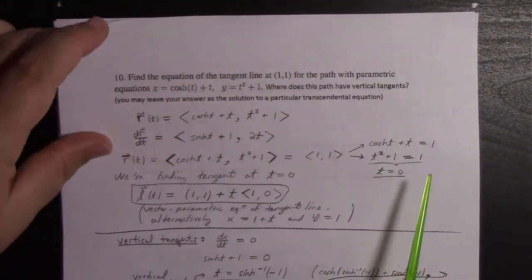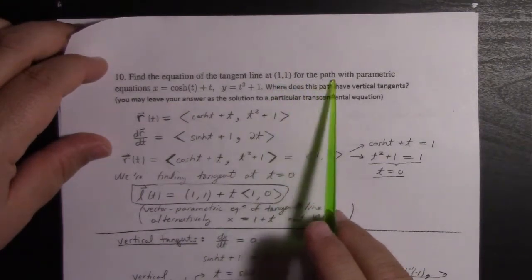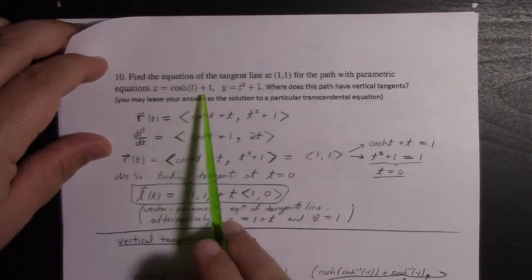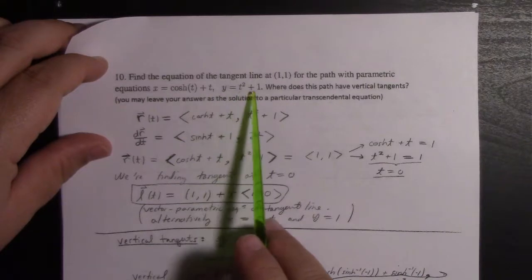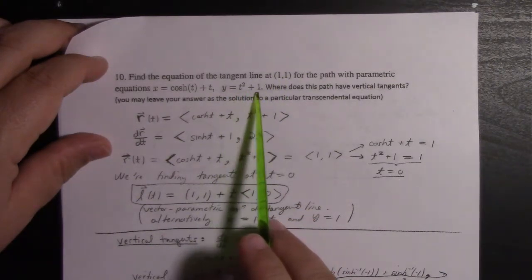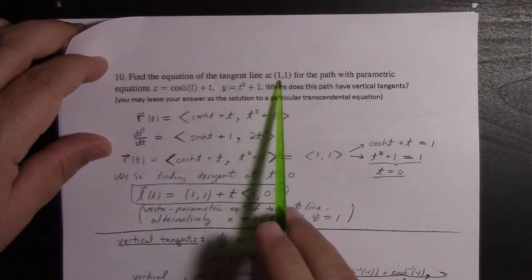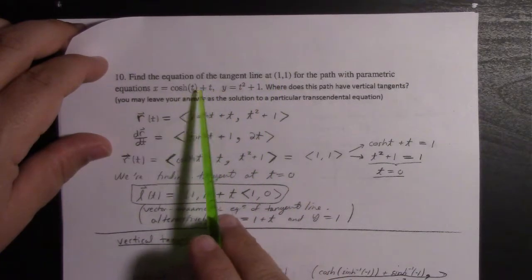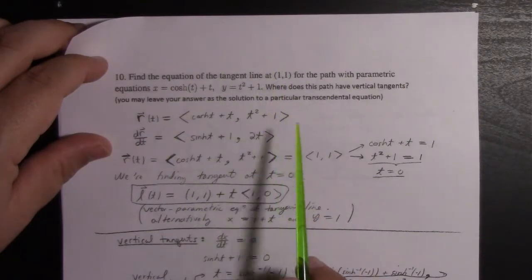10. Find the equation for the tangent line at (1, 1) with parametric equations x equals cosh t plus t and y equals t squared plus 1. So you notice that 1 equals t squared plus 1 tells me t equals 0 at the point of tangency. And then you can check t equals 0: cosh of 0 plus 0 is 1. Yeah, okay, that makes sense.